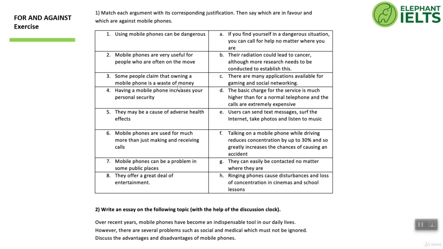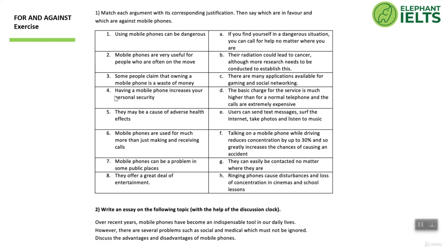Let's look at number 3. Some people claim that owning a mobile phone is a waste of money. How would you justify that? Probably D. The basic charge for the service is much higher than for a normal telephone and the calls are extremely expensive. So again, that would be a disadvantage.